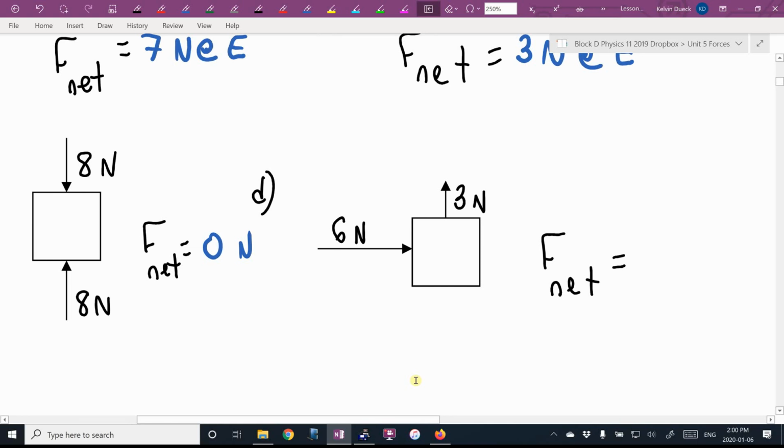Kyle, D. What's weird about D? One's pushing to the left and one's pushing to the right. And we'll look at it in Physics 12.